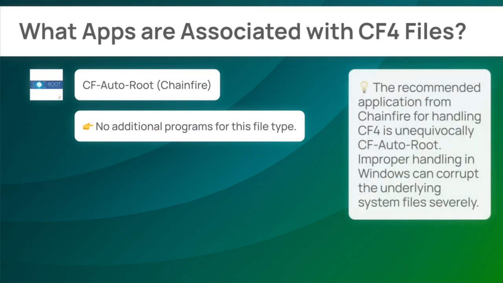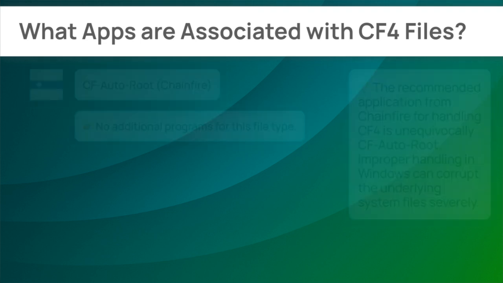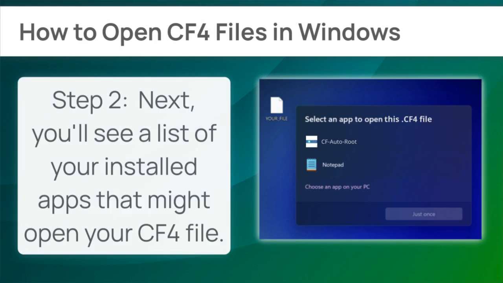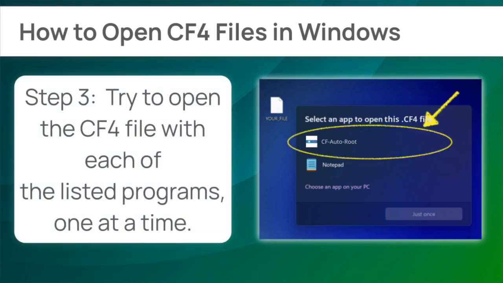Improper handling in Windows can corrupt the underlying system files severely. Windows cannot unpack or interpret firmware binaries, so proper access requires dedicated programs. The quickest way to solve the failure is to test all compatible openers. Right-click the CF4 file and hit Open With. Use CF Auto Root if installed. If not, choose another program. We must confirm the software handler.